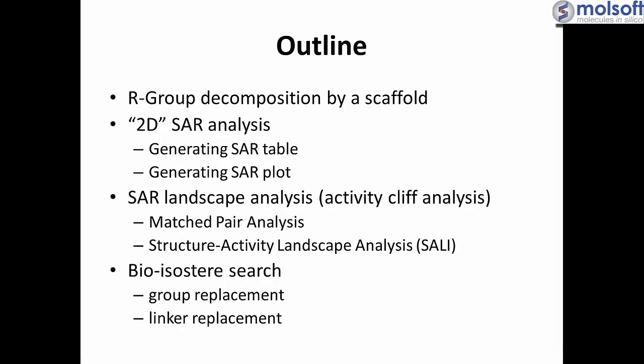So the outline will be the following. We will start with classical 2D SR analysis, which starts with R group decomposition by scaffold, and then we'll generate an SR table and SR plot, and we'll discuss the advantages and representation of both of these approaches. Next we'll switch to activity cliff analysis, so SR landscape analysis, and I'll show you two methods of doing that kind of analysis. We'll start with classical matched pair, and also we'll consider another way: the structure activity landscape analysis, SALI method, which was developed by John Van Drie a few years ago.